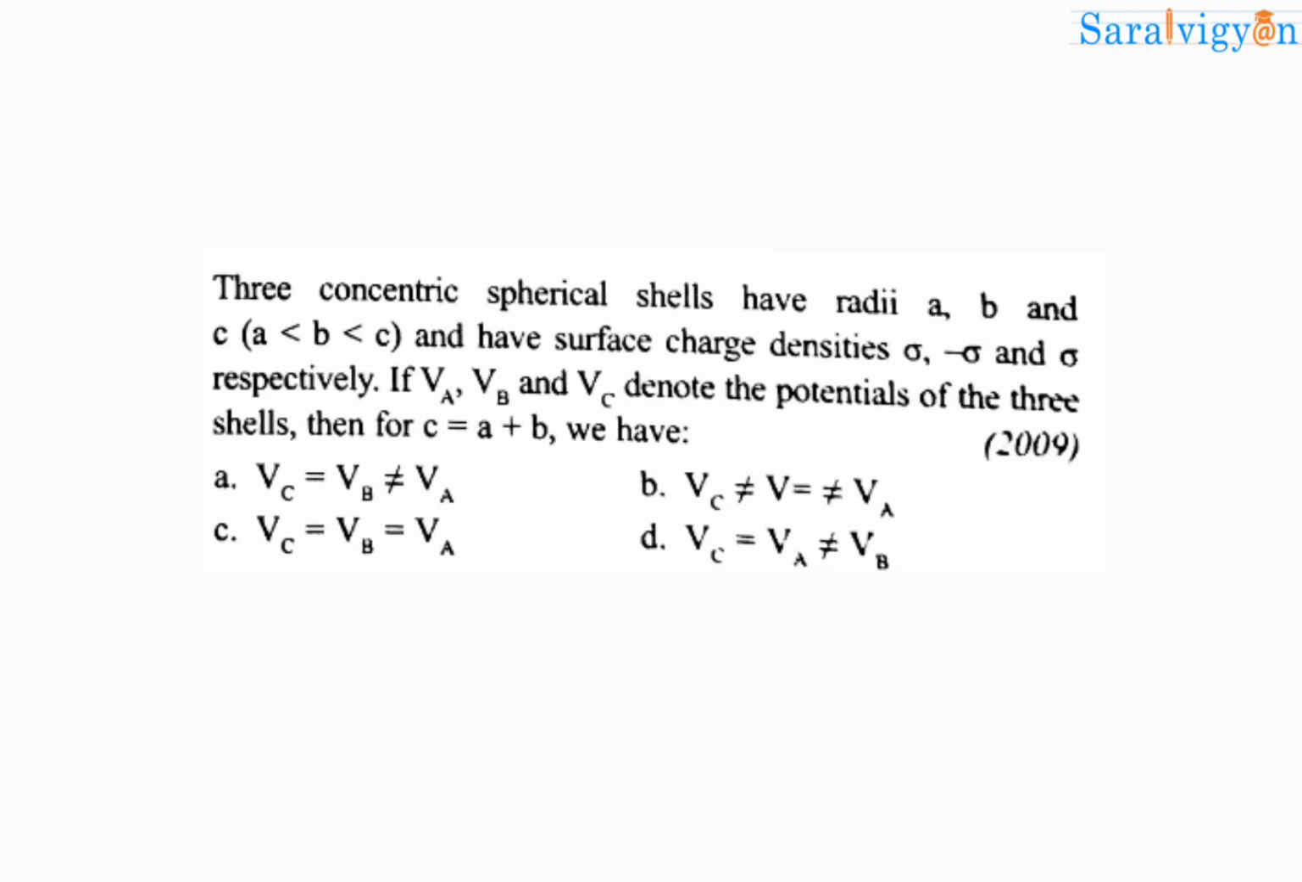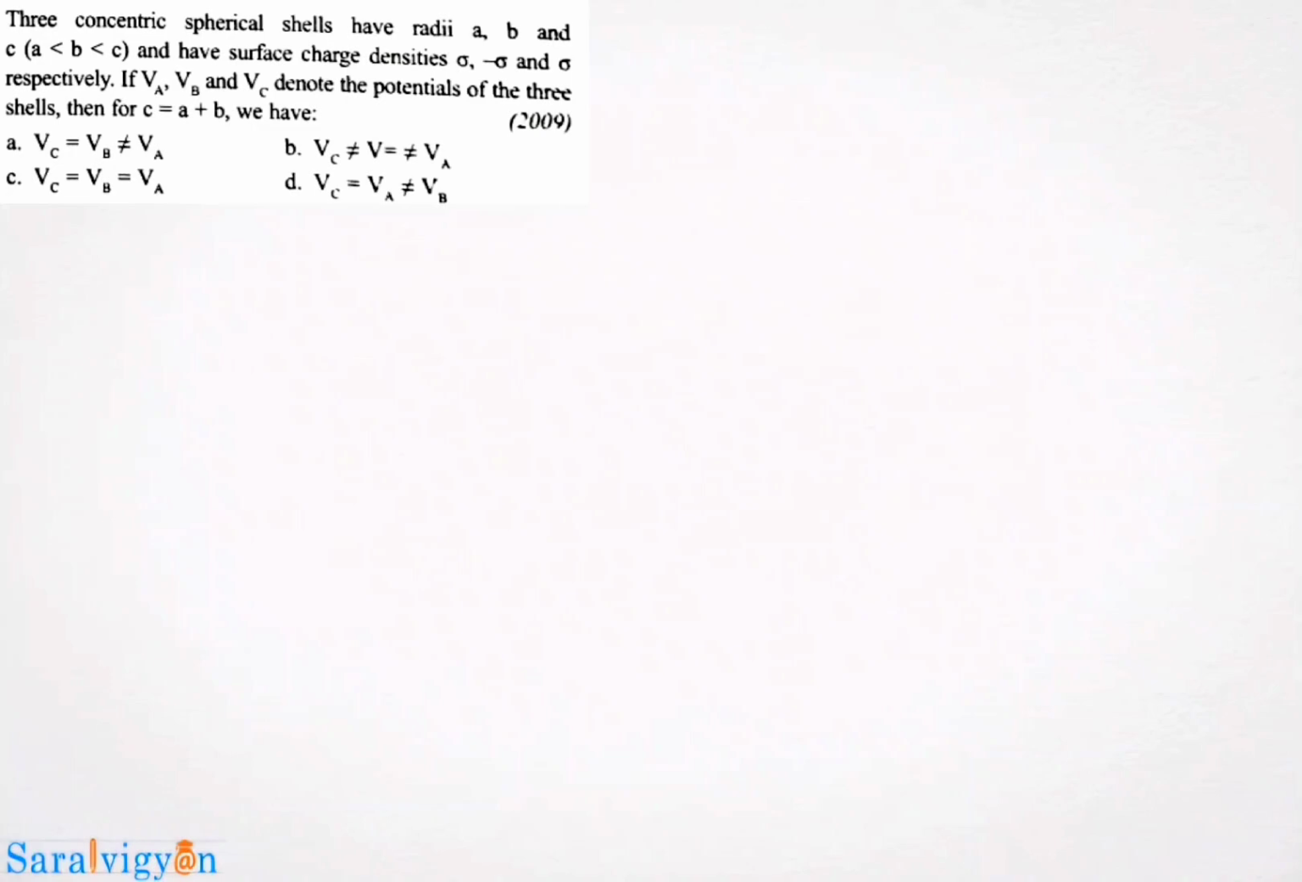Three concentric spherical shells have radii A, B and C, A less than B less than C, and have surface charge densities sigma, minus sigma and sigma respectively. If VA, VB and VC denote the potentials of three shells, then for C equal to A plus B we have: A, VC equal to VB not equal to VA; B, VC not equal to VA, B not equal to VA; C, VC equal to VB equal to VA; and D, VC equal to VA not equal to VB.